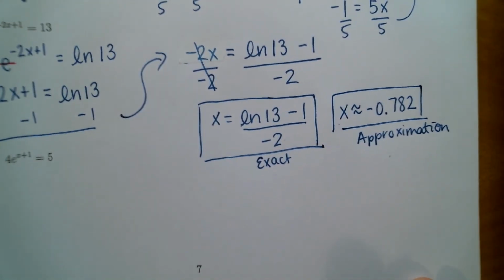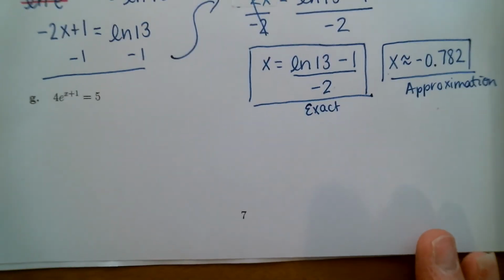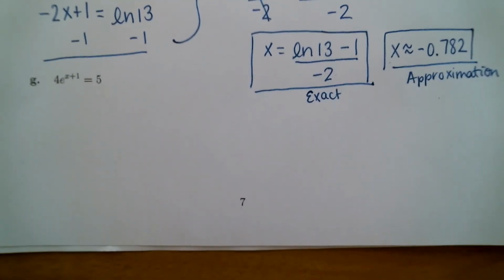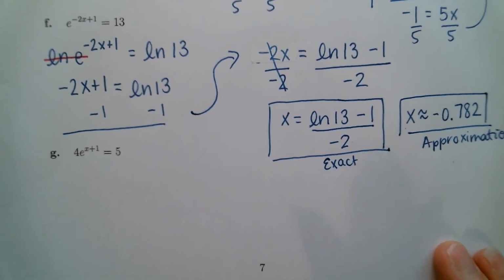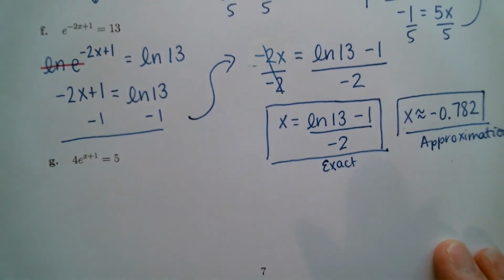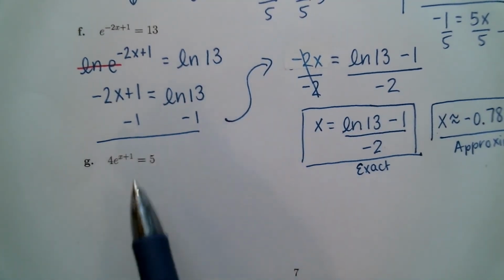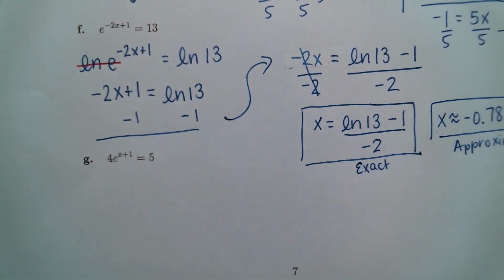If, in an exponential equation, you cannot get both sides to have the same base, you have to get logarithms involved. All right, so here's example G, similar to part F. But the difference here is that this is exponential, not logarithmic.